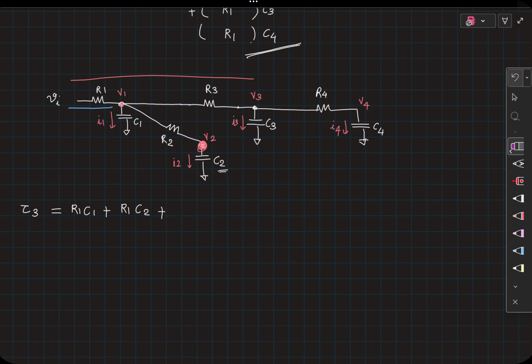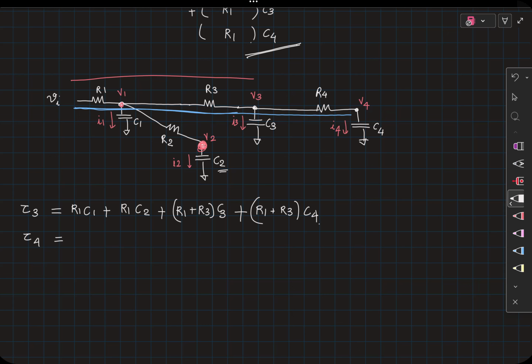Now let us look at the common resistance from input to C3. So you get R1 plus R3 times C3 plus, finally from input you want to look at the resistance all the way till C4. So that gives you R1 plus R3. Again, the common resistance is only so much. This times C4. Right? Similarly, you can calculate what is the time constant associated with charging the node V4.